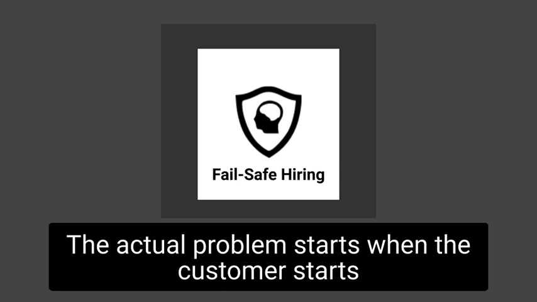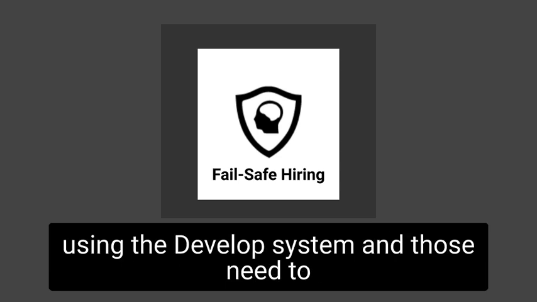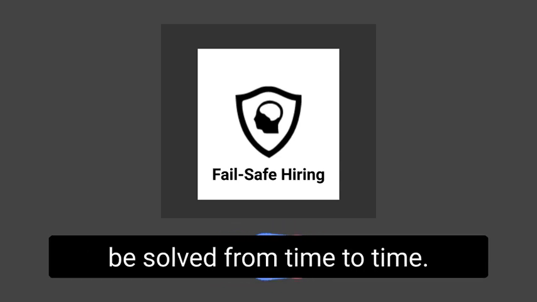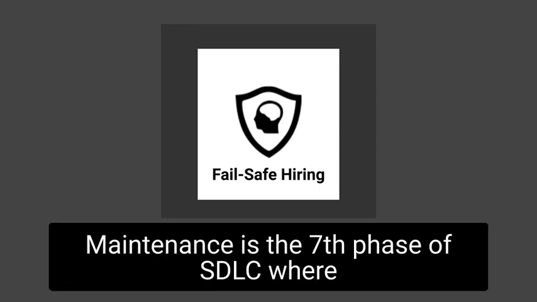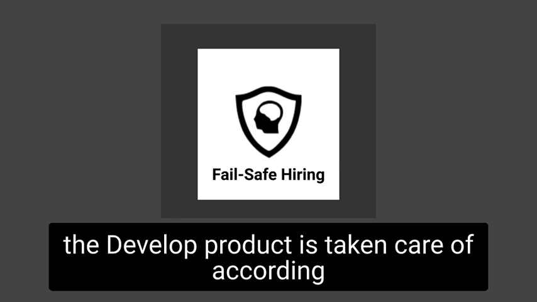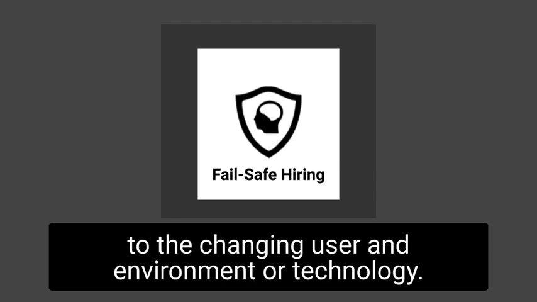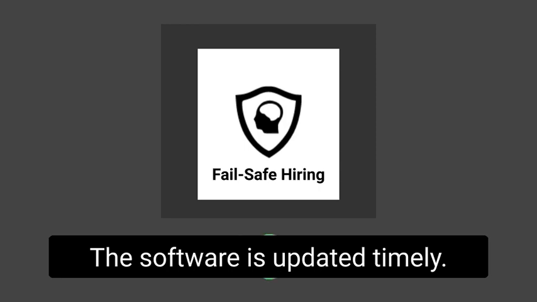The actual problem starts when the customer starts using the developed system, and those need to be solved from time to time. Maintenance is the seventh phase of SDLC, where the developed product is taken care of. According to the changing user and environment or technology, the software is updated timely.